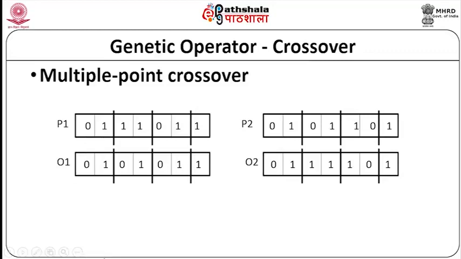Then the second part of the first offspring comes from the second parent. The third part of the first offspring comes from the first parent itself, and the fourth part of the first offspring comes from the second parent. Again, for the second offspring, the first part comes from the second parent, the second part comes from the first parent, the third part comes from the second parent itself, and the fourth part comes from the first parent. So, what happens is, we are combining the genes of the two parents to get the offspring, and we are only taking two parents and creating only two children.